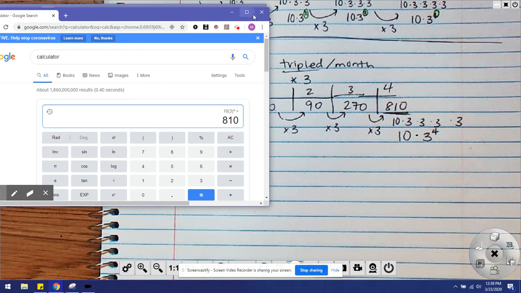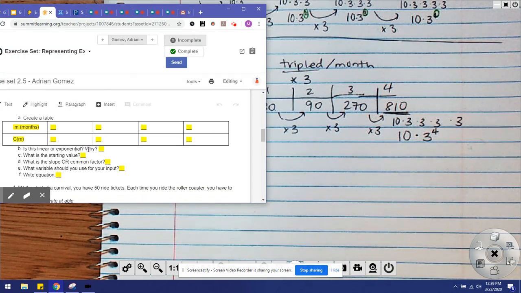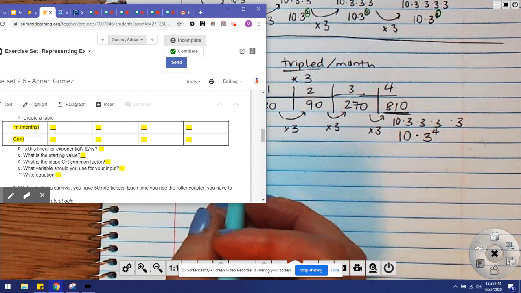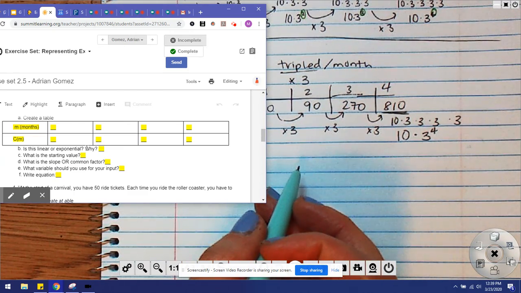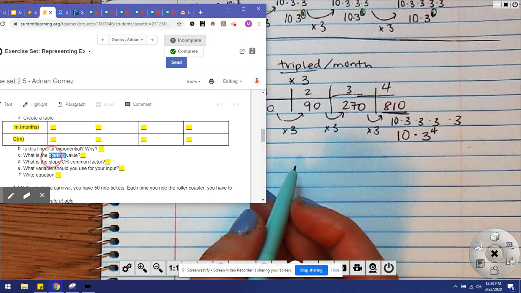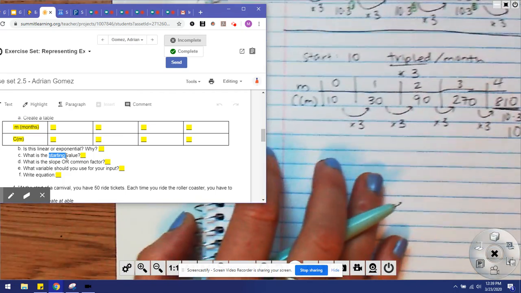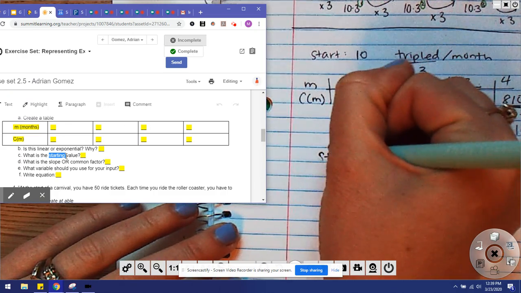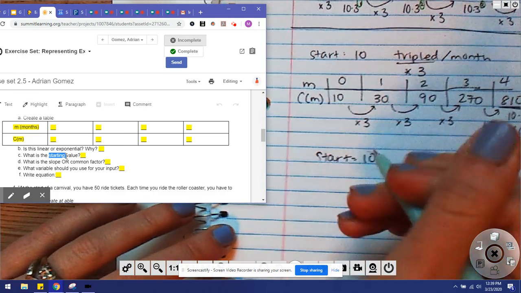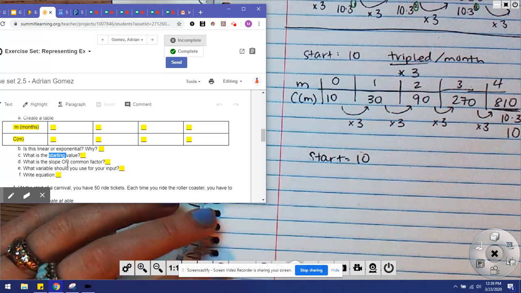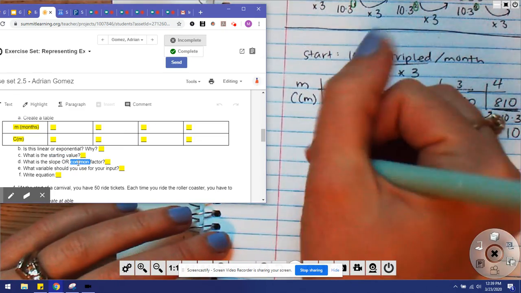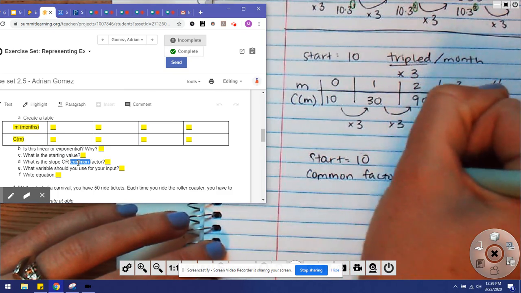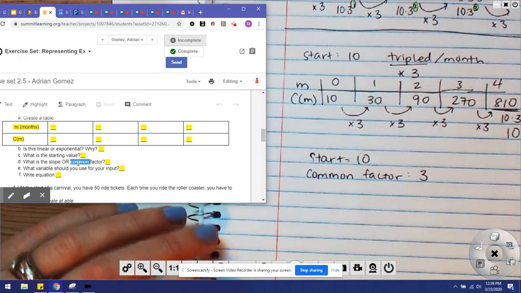So going back to my problem, if I'm thinking about is this linear or exponential, well, I know it's exponential because it's repeatedly multiplying. C asks, what is my starting value? Well, in my table, I have my starting value as 10. I'm going to annotate this. Start equals 10. What is the slope or common factor? Well, I know I need a common factor here because I'm repeatedly multiplying by 3.